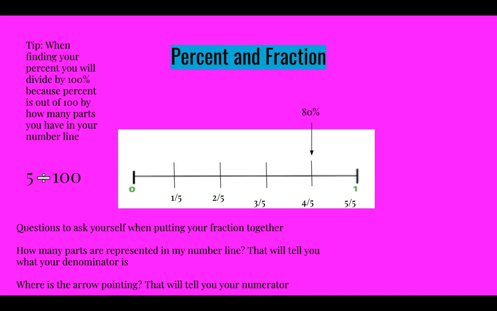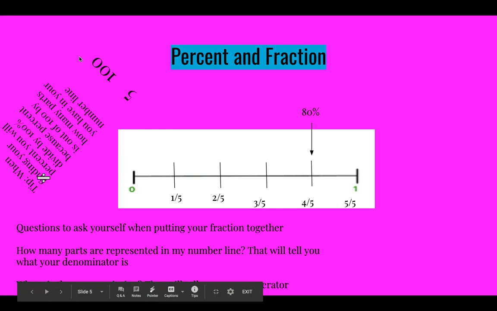Okay, here we go with the 5ths. I count out, on the number line, how many tick marks I have in my sections. I have 1, 2, 3, 4, 5. That's where Miss Williams got her 5ths from with her denominators. My arrow was pointing at the 4/5.